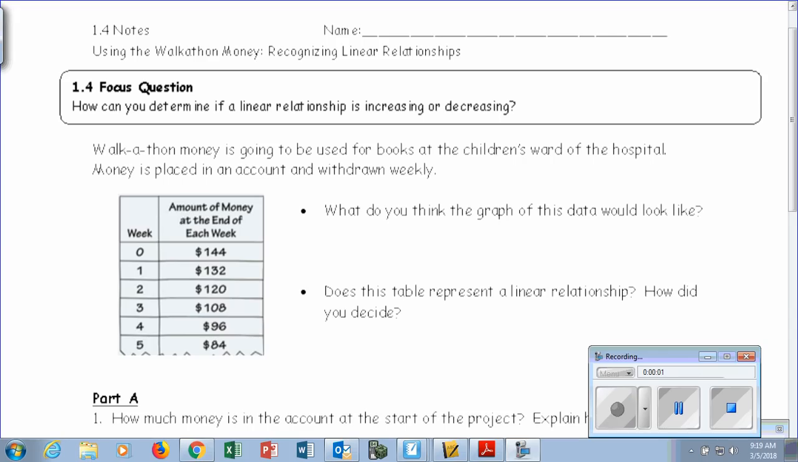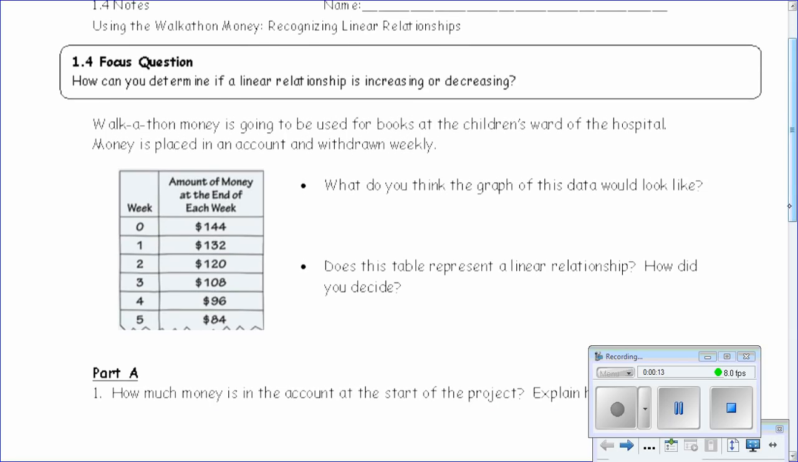We are going to focus on 1.4 notes, which is how can you determine if a linear relationship is increasing or decreasing? So we're talking about a walkathon today. Walkathon money is going to be used for books at the children's ward of the hospital. Money is placed in an account and withdrawn weekly. Each week, money is taken out of that account.